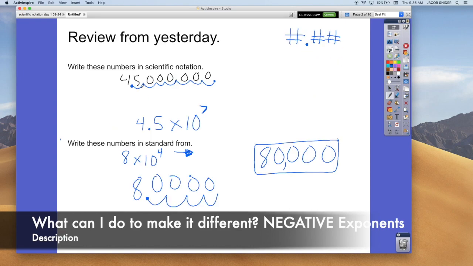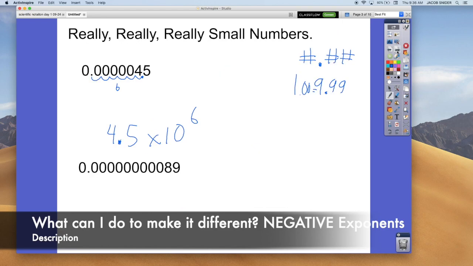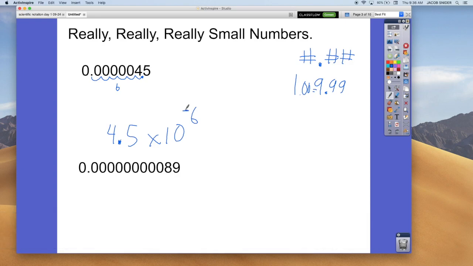But if I just put a 6 here, okay, I think that one looks similar to last. Yeah, it's almost like this number here. But if I just put a 6 there, it's going to be a really big number. So I don't want that. So how can I make the difference? Well, the difference, guys, we haven't talked a lot about these yet, but we're going to make our exponent negative.